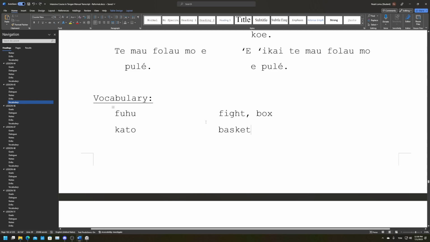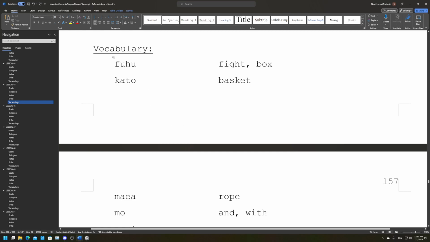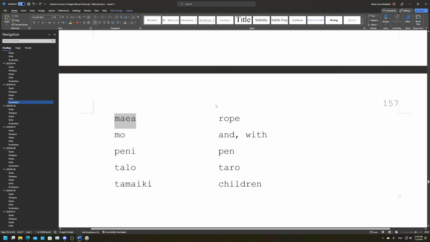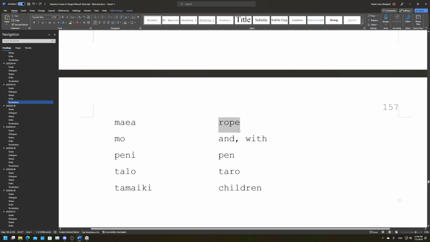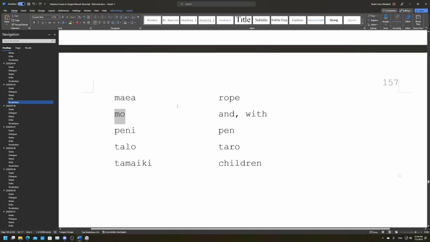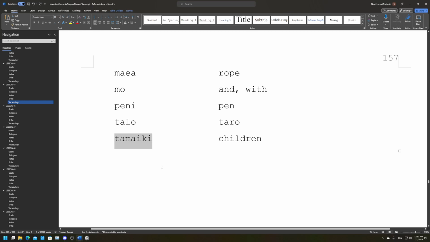Oh, really? That's interesting. Maya is rope. We have mo, which was the main topic of the chapter. Penny is easy. That's just the English word pen. Talo is the Tongan version of taro, which is usually how it's said in English. And then tamaiki. We've already seen tamaiki ako, so this isn't a totally new word. But tamaiki just means children.